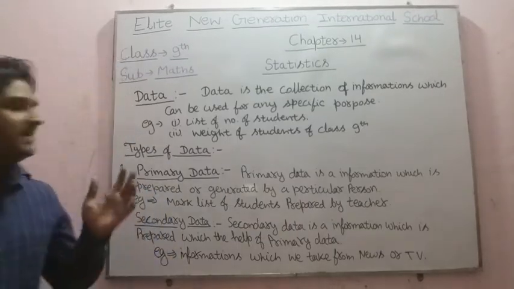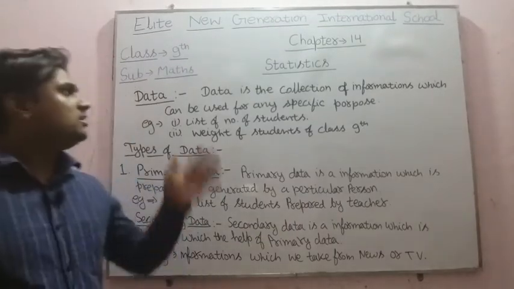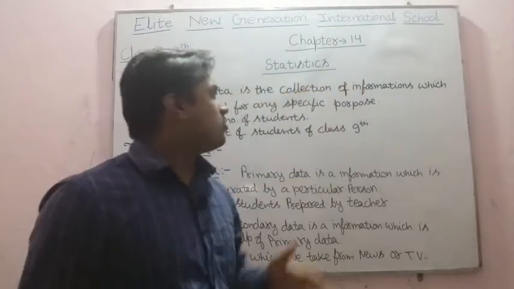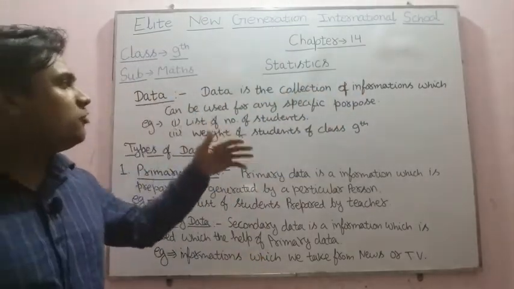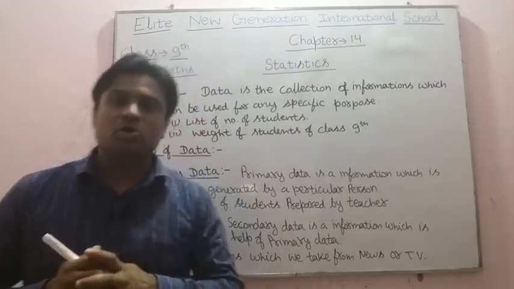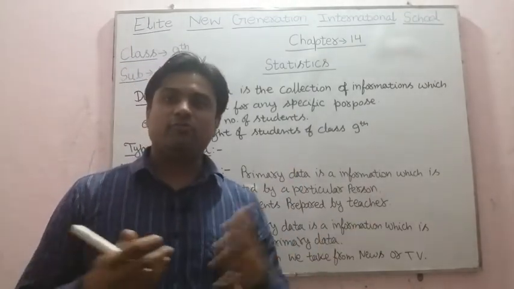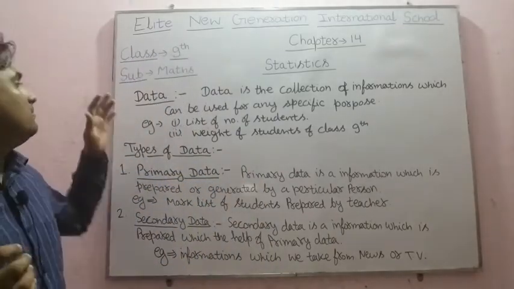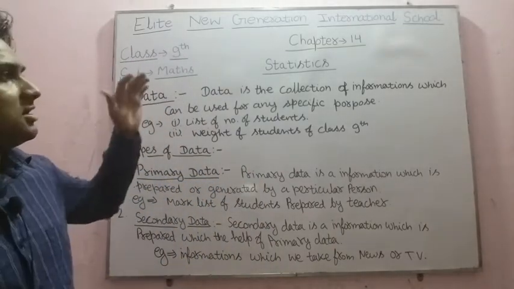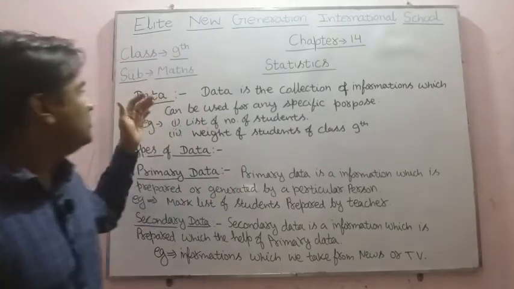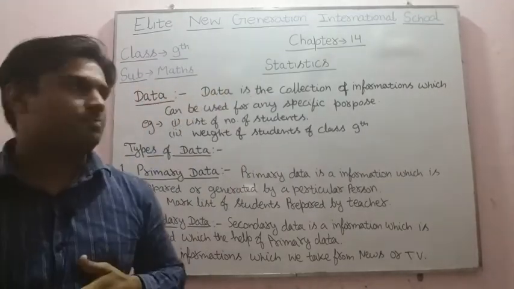Now after this, see data. So what is data? Data is the collection of information which can be used for any specific purpose. It is a type of information which we take for some specific purpose, that is known as data.